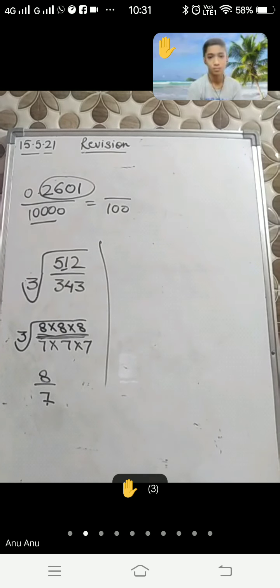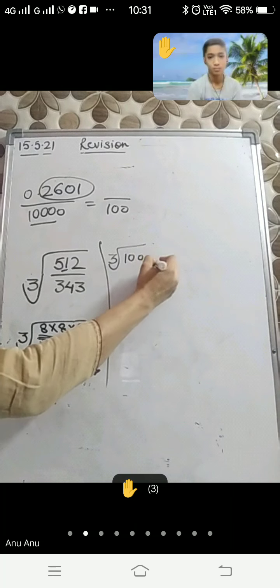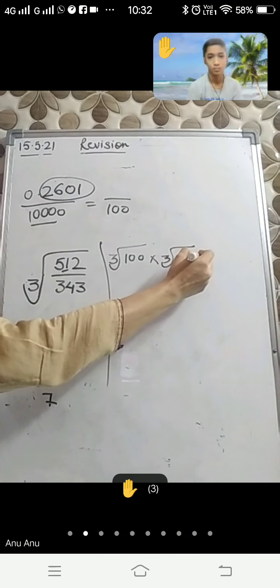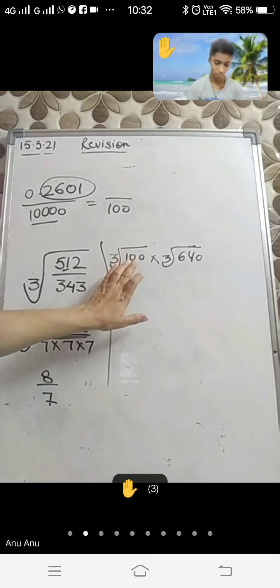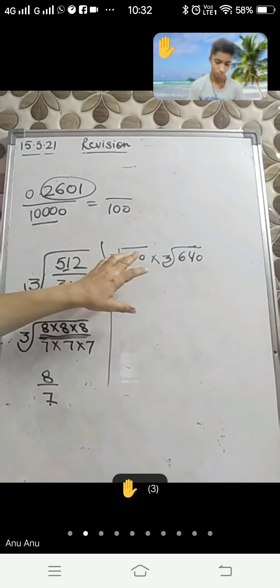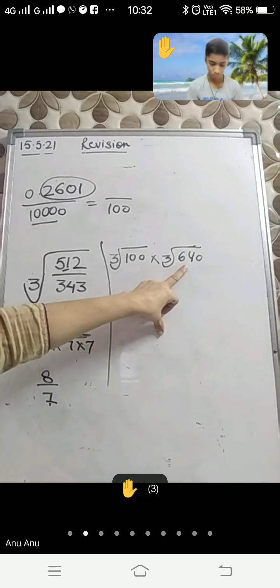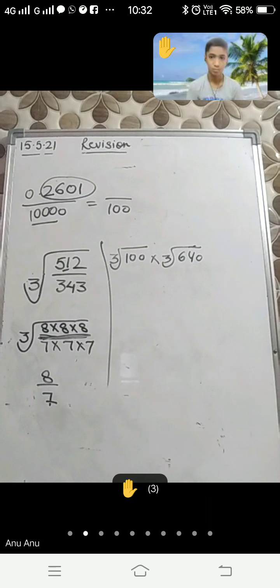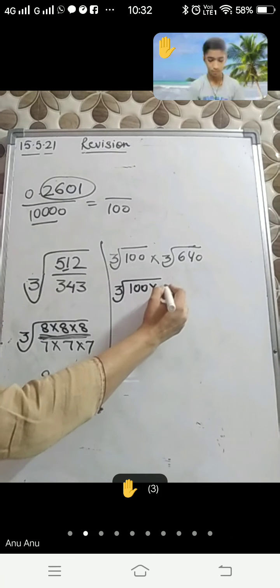Now, do this next question: cube root of 100 into cube root of 640. As you can see, 100 is not a perfect cube number, it is a perfect square number, and 64 is a perfect square number. 640 is not a perfect cube number. What you will do is combine the cube roots, cube root 100 into 640.